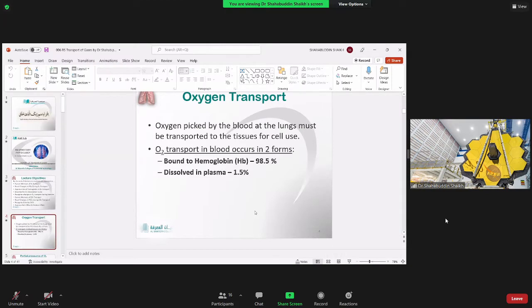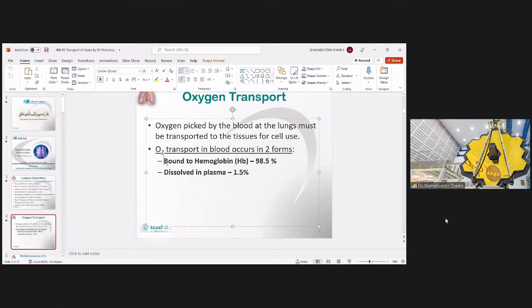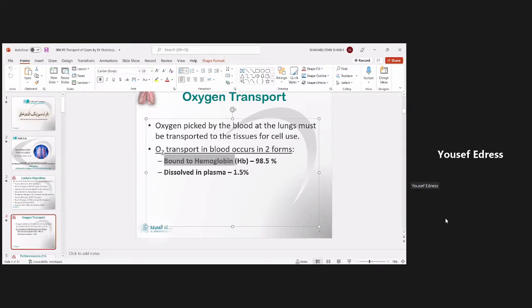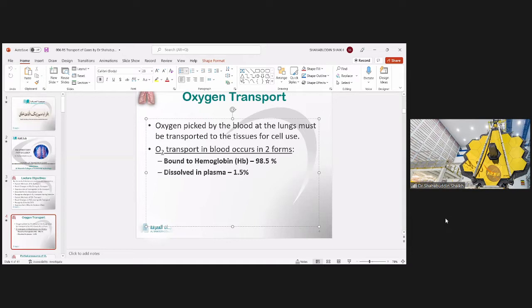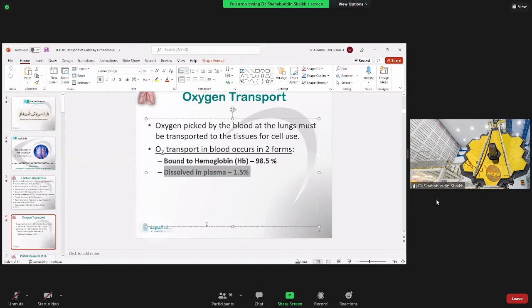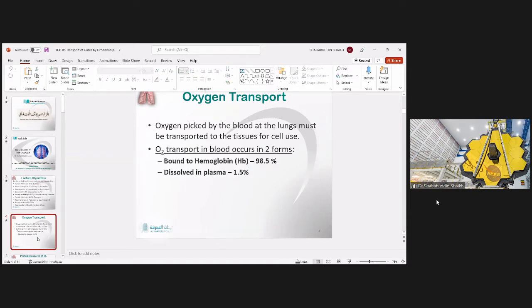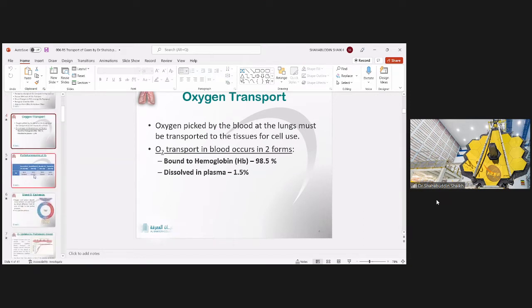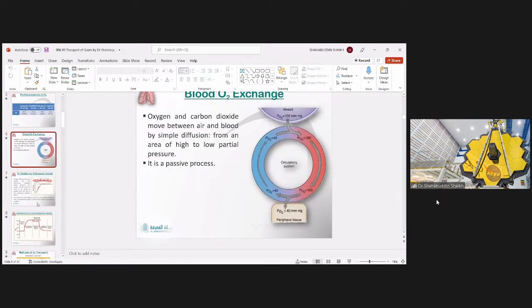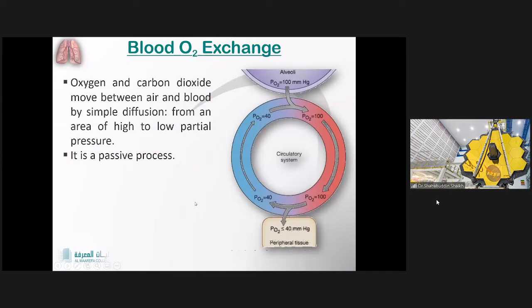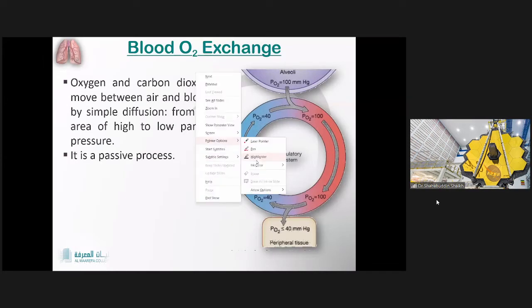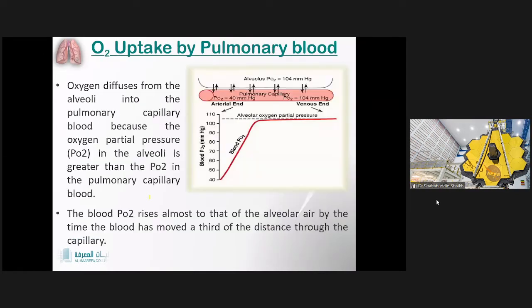What are the major methods of oxygen transport? Bound to hemoglobin or dissolved in plasma. Very good. Only two major methods: bound to hemoglobin or dissolved in plasma. These are the two major methods of oxygen transport. You know the pressure now, isn't it? We have already discussed this pressure in our earlier lecture, so you should know that. Okay, let us go ahead.